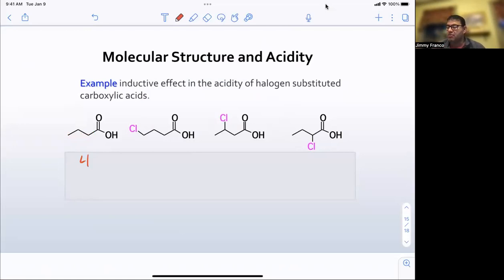Now, these are the same groups, right? Chlorine, chlorine, chlorine. So the one that's closest is probably the best. So 1, 2, 3. All right. So our acidic proton is going to be this one. And so the closer that electron withdrawing group is to that acidic proton, the more acidic it is. All right, the last thing, let's compare these two molecules.